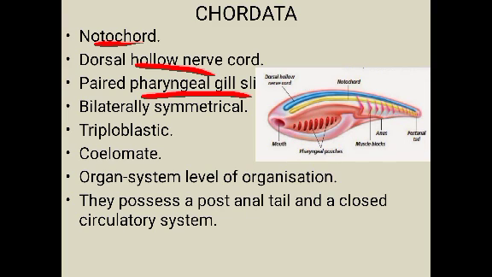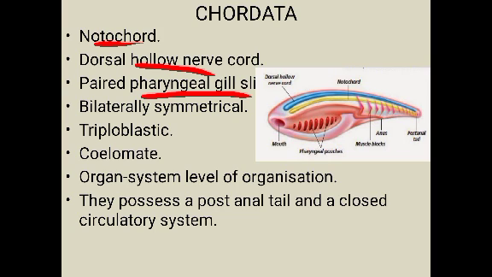Here you can see the notochord, the yellow colored one, then the blue colored dorsal hollow nerve cord is there. Then here you can see the pharyngeal gill slits. So these are the three main fundamental characteristics of phylum Chordata.